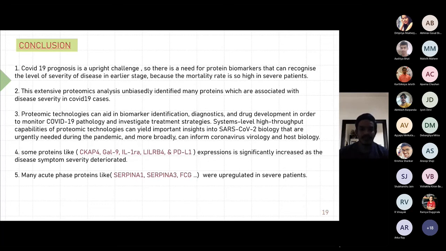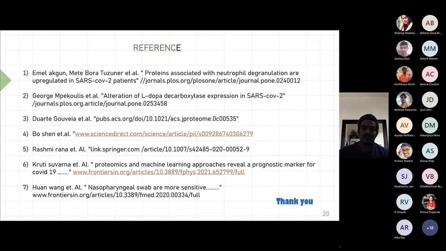Some proteins like CKAP4, GAL9, IL1RA, LILRB4, and PDL1 expressions are significantly increased as the disease symptom severity deteriorated. Many acute phase proteins like SERPINA1, SERPINA3, FCG were upregulated in severe patients. And these are the references that I have followed. Thank you.